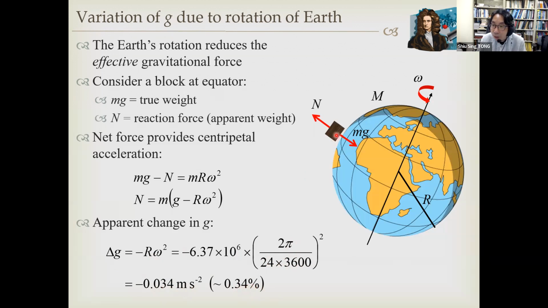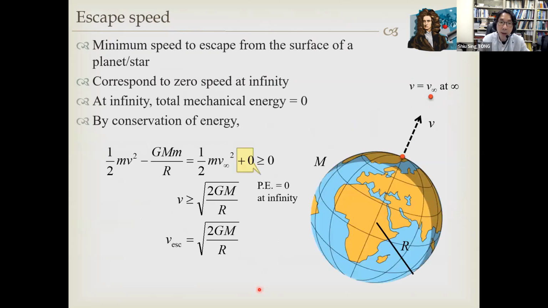So if you measure the weight of the object on the equator, and you then measure it at the pole, you will find that on the equator its weight will be less by 0.34% due to the rotation of the Earth. Now I better stop here.